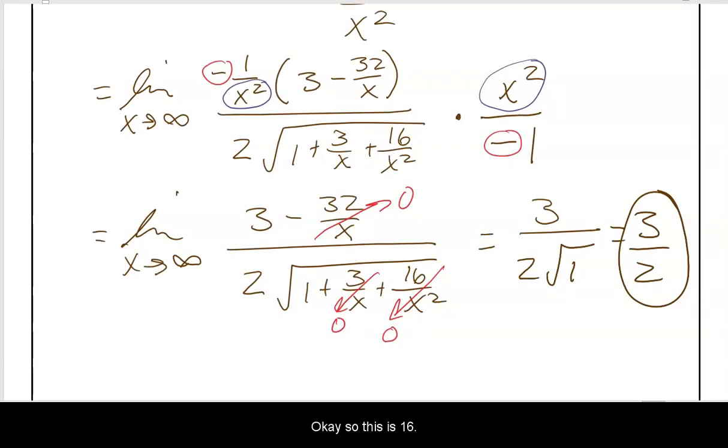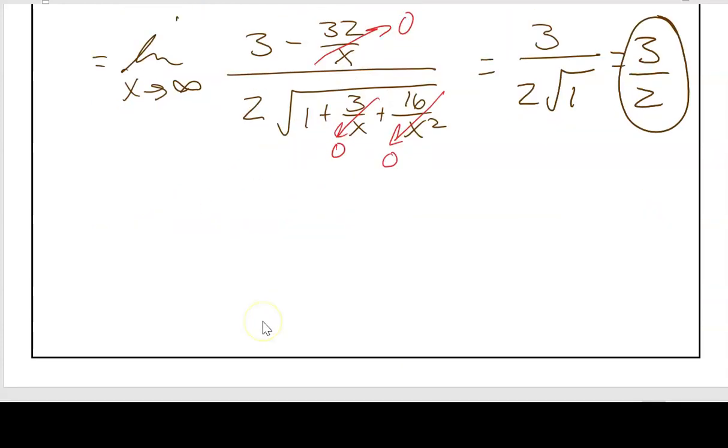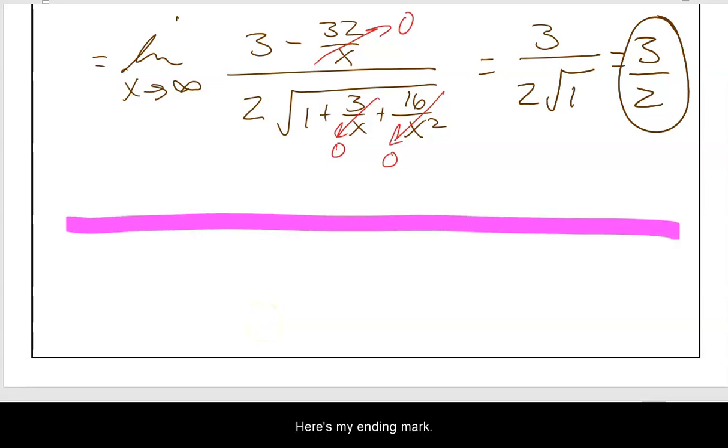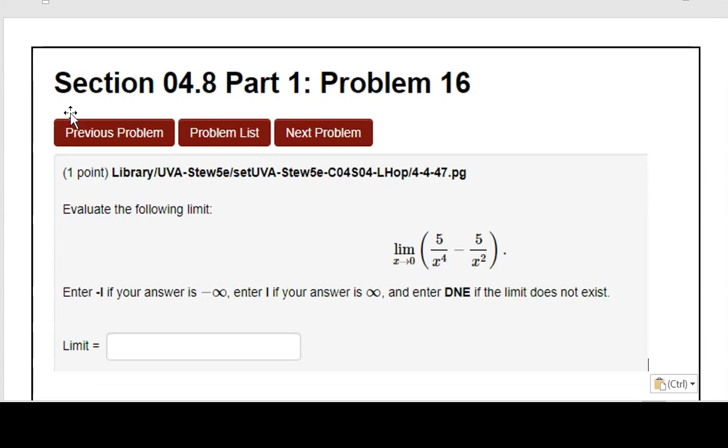Okay, so this is 16. So there's my ending mark. I'm waiting for it to save. There we go. Okay, so here's problem 16.